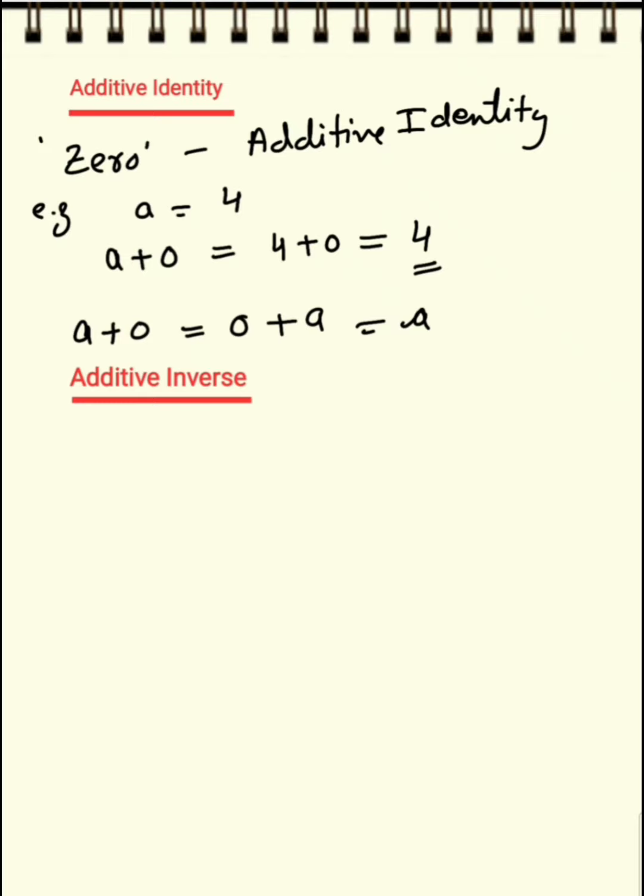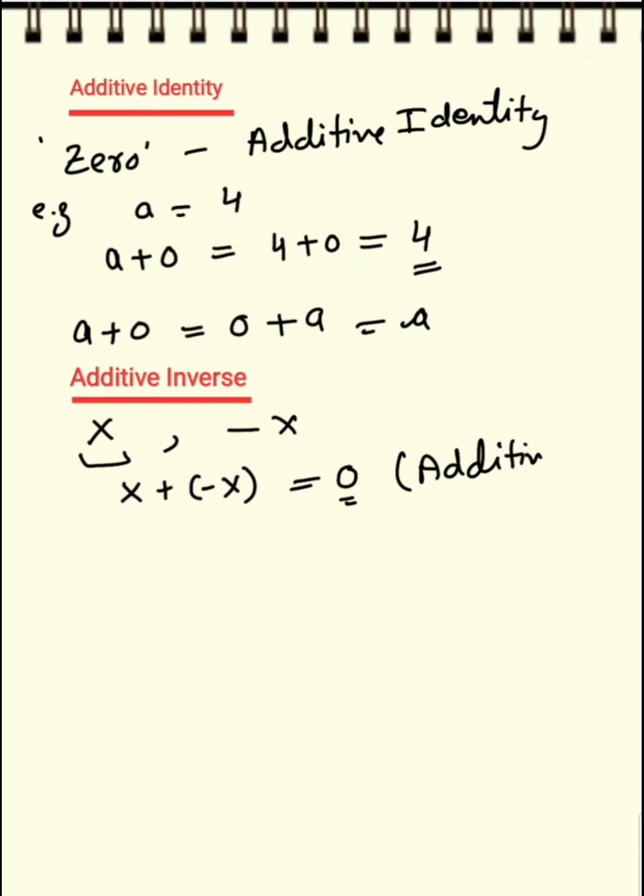Next we have additive inverse. Additive inverse is the opposite of a number, because whenever we add the opposite of the number to a given number, we will get the additive identity, meaning 0. For example, I have an integer x, and the additive inverse for this x will be minus x, because when I add these two numbers, I will get 0, the additive identity. So the negative of a number is always its additive inverse.